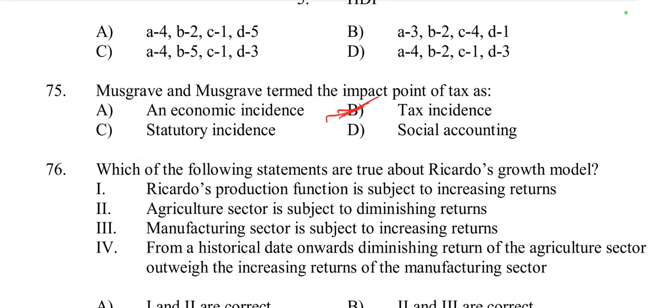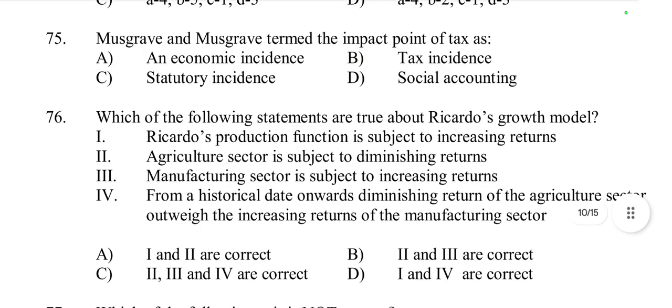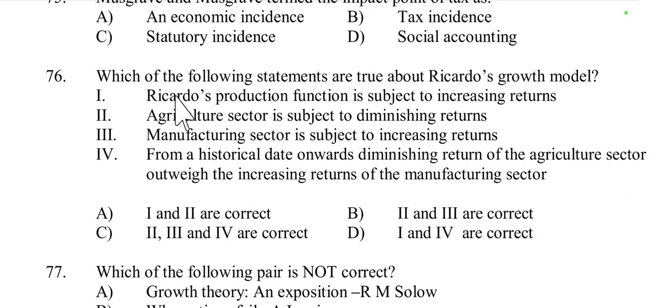So it is Musgrave's term: the impact of a tax is called tax incidence. Then question number 76, which of the following statements are true about Ricardo's growth model? According to Ricardo's growth model, which are true? First one is Ricardo's production function is subject to increasing return. No, diminishing return. So it is not correct, because the Ricardo model doesn't assume increasing return for the overall production function.